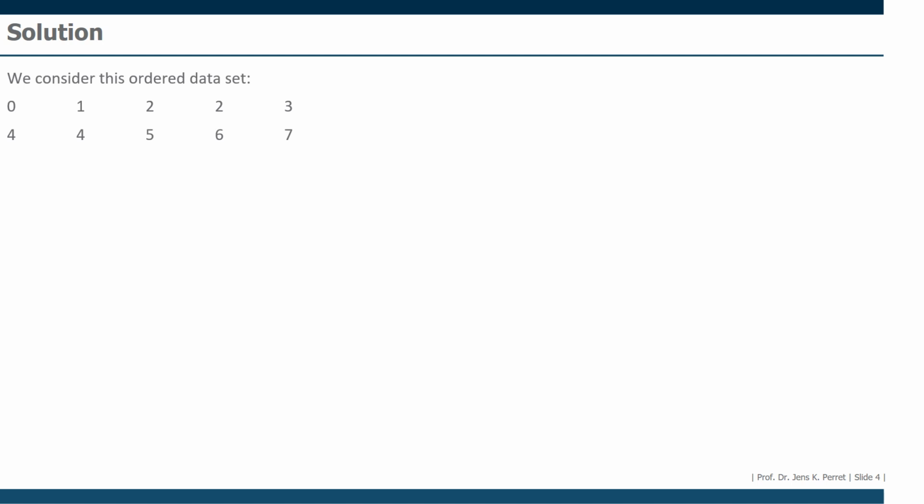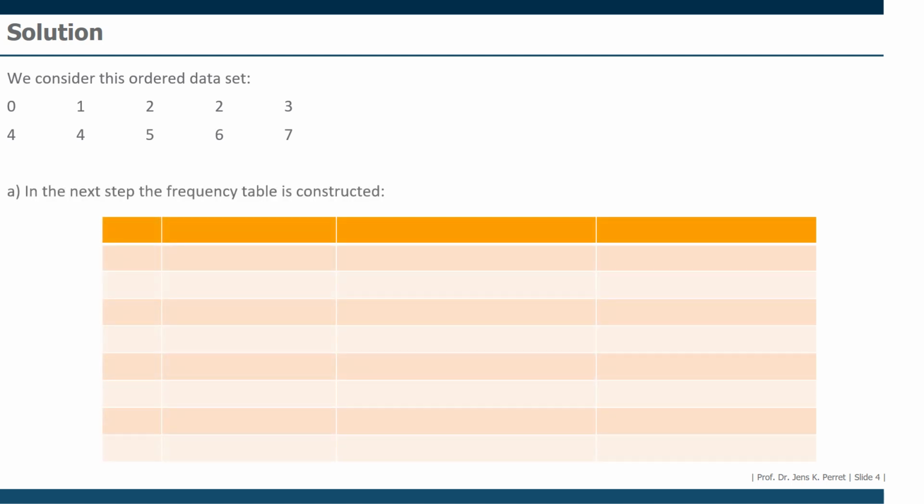For this, I'm copying already this ordered data set, and then made the outline for the frequency table. And in the first column, I'm going to put these numbers, but I'm going to put them only once. So I have one 0, one 1, but two 2s. So I'm only going to write down one of the 2s and also only one of the 4s. So that's in the column values.